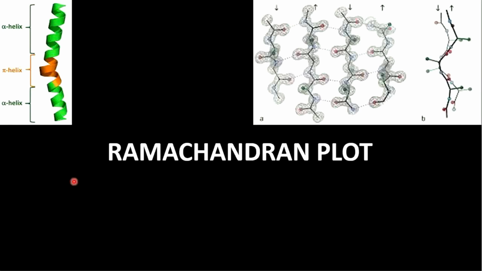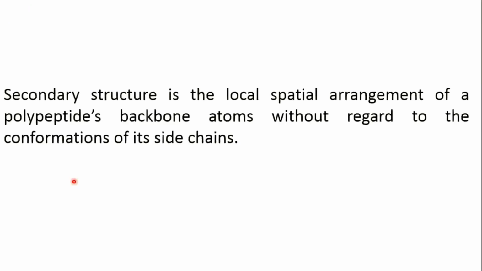Before going ahead, let's see the correct definition of secondary structure. Then we will look at different points and concepts related to the Ramachandran plot. The definition of secondary structure is that it is the local spatial arrangement of a polypeptide's backbone atoms without regard to the conformation of its side chains.